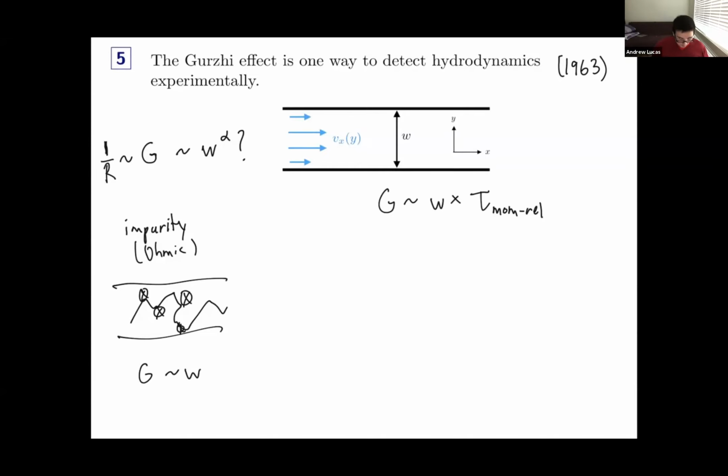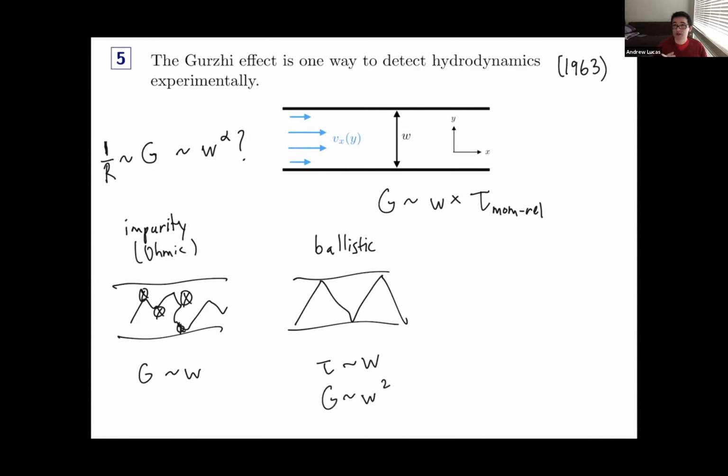Now, one scenario you could imagine is that you just removed all the impurities and you had a single electron, or non-interacting electrons, moving down the channel. In this case, the electrons would just bounce back and forth between the walls. This is a transport regime called ballistic transport. In this regime, the momentum relaxing time scale is linear in W because there's a transit time to get from one wall to the next. So you could estimate that the conductance of this device will scale as W squared.